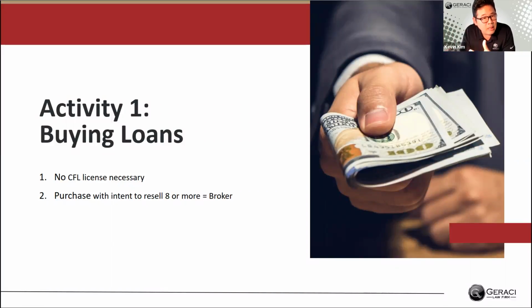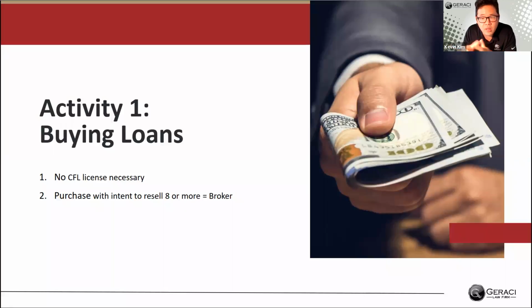But unfortunately, in the state of California, there's another government regulator, right? There's the DRE. And the DRE's code says that if you buy 8 or more loans with the intent to resell them, and that's the key part, with the intent to resell them, 8 or more within a year, you got to have a license. You got to be a DRE licensed broker. So the question becomes, how do we solve this issue? And how does this practically play out, right?